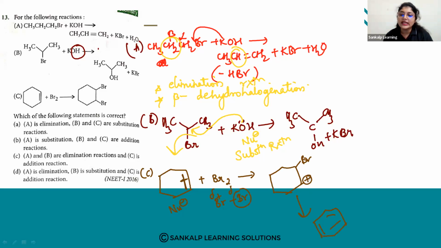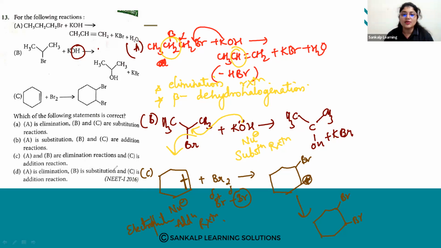So this is an electrophile, right? So this is an electrophilic addition reaction. This is electron deficient, right? As it is electron deficient, what is happening? You are adding, right? So addition of bromine is taking place at the nucleophile. So this is an example for an electrophilic addition reaction.